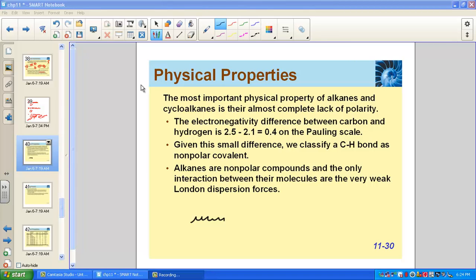Here we begin a lesson on the physical properties of alkanes, and we will end the lesson talking about the reactions most common to alkanes. And what are those physical properties of alkanes? We're looking at a slide that discusses those.